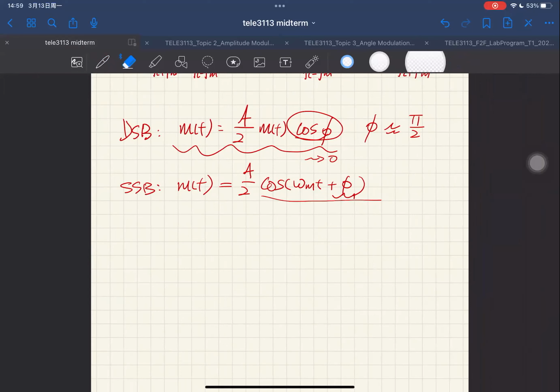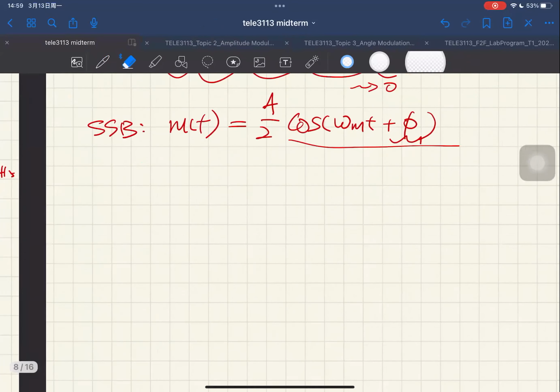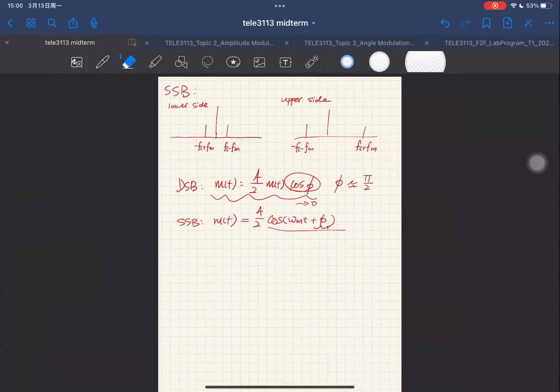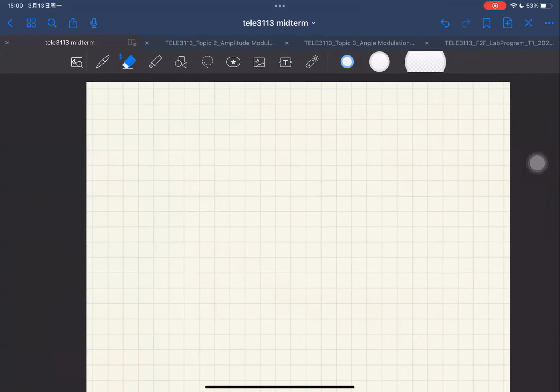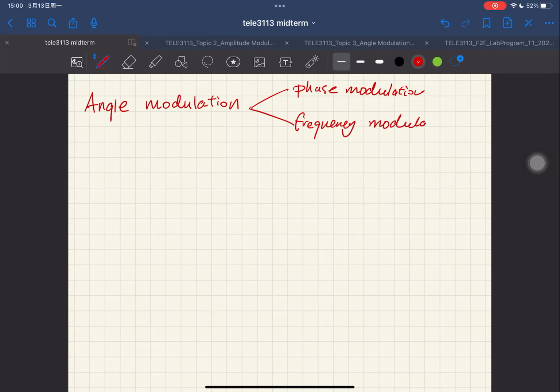Okay, what else do we have to cover? I think we can go through frequency modulation. Frequency modulation is essentially an angle modulation. We'll probably just start another page. With angle modulation we have two parts: PM, which is phase modulation, and also frequency modulation. So what does the PM look like?